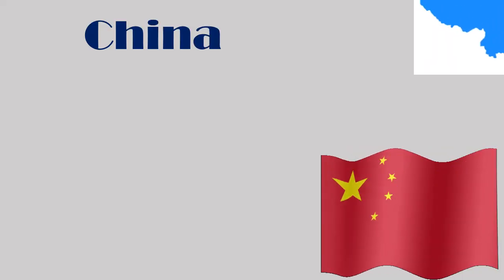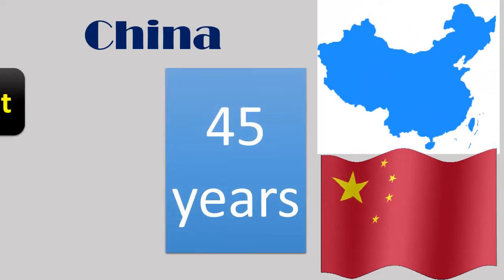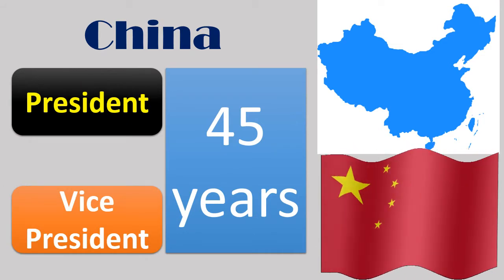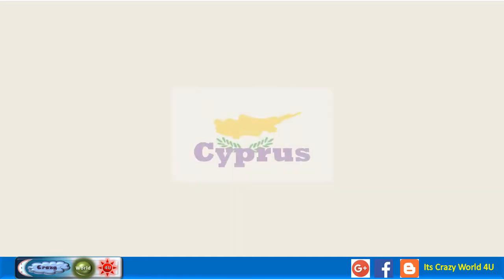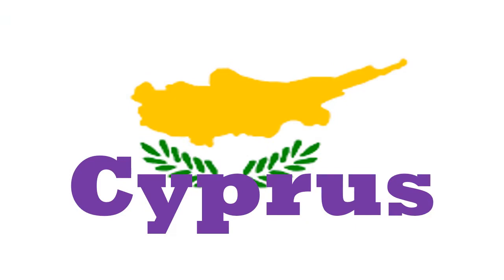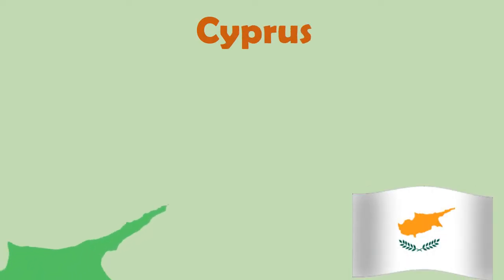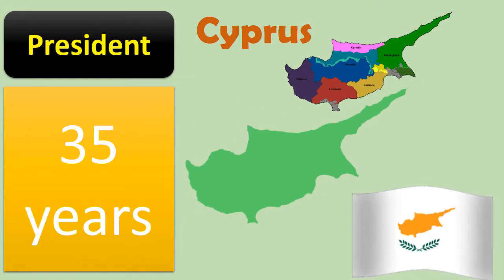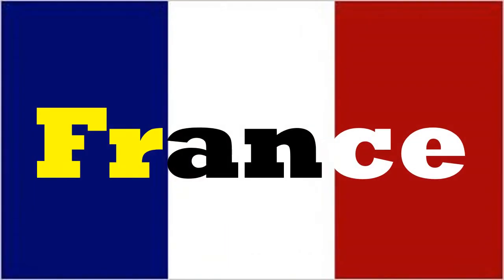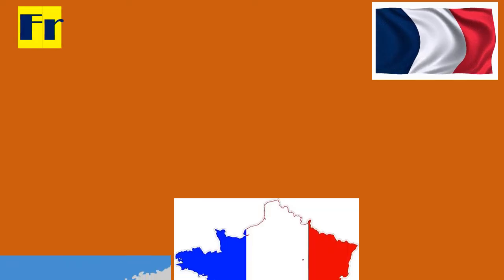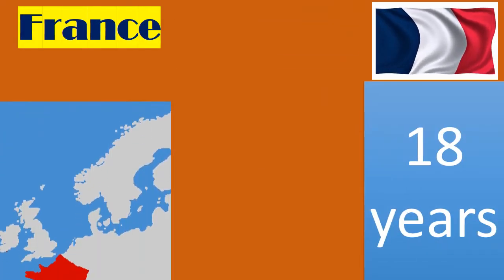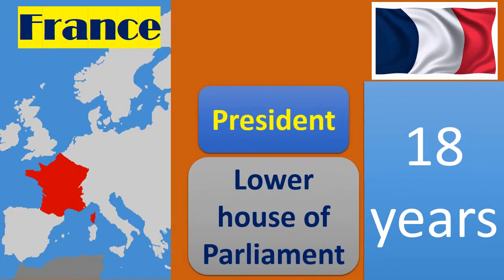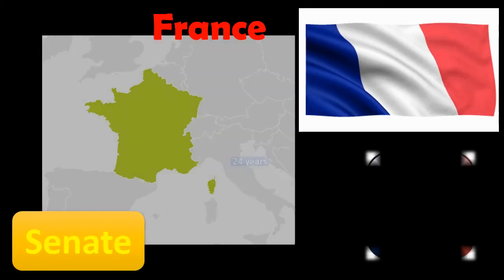In China, 45 years is the minimum age for contesting president or vice president post. In Cyprus, 35 years is the minimum age for contesting president post. In France, 18 years is the minimum age to contest for president post or contesting for lower house of parliament. For contesting to Senate, the minimum age required is 24 years.